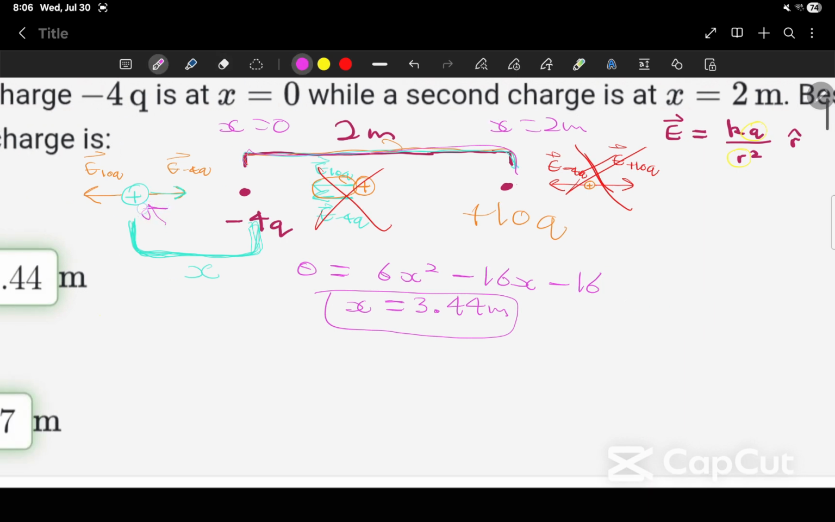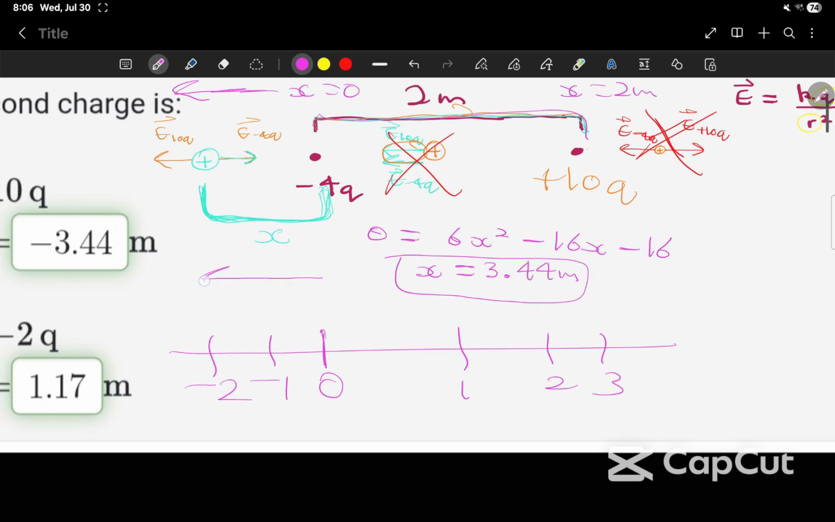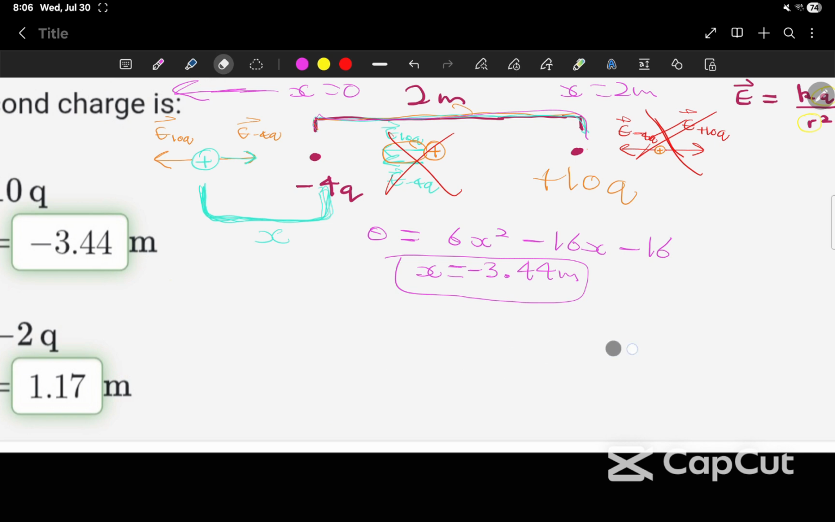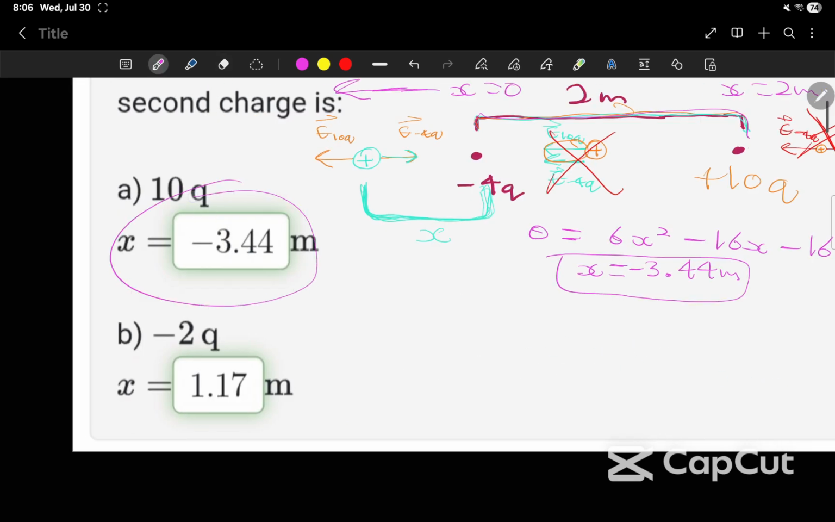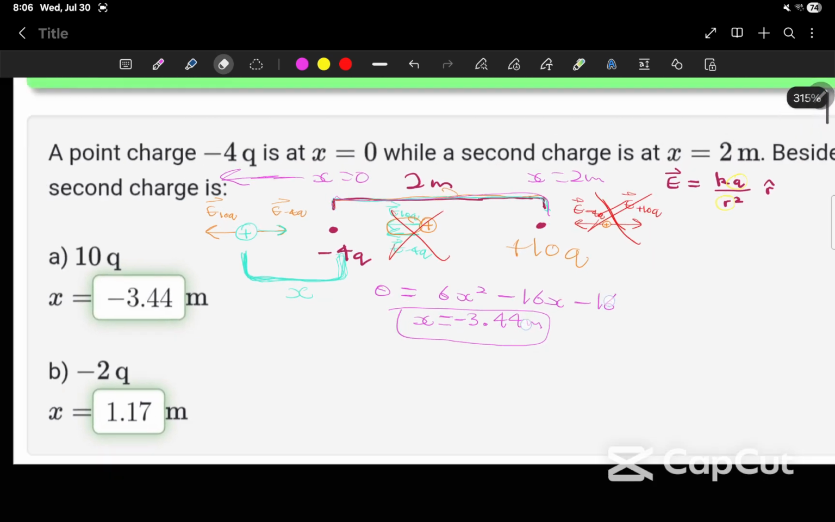I already know that this is the region that makes the most sense because we've analyzed it. It's supposed to be here. If I had to draw the number line, this would be 0, with negative numbers this way and positive numbers that way. So I'm on the left hand side of 0, which means the actual displacement would be negative 3.44 meters. And that gives us the right answer here. So that was part A.